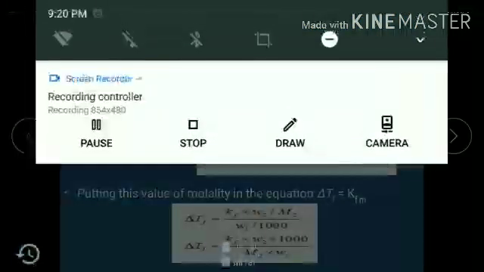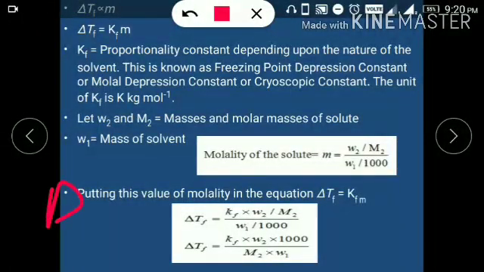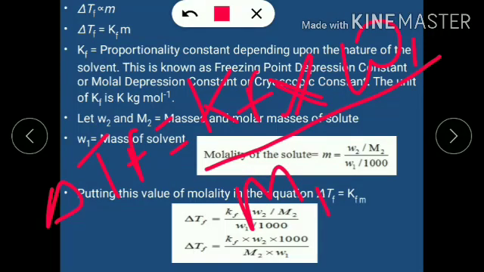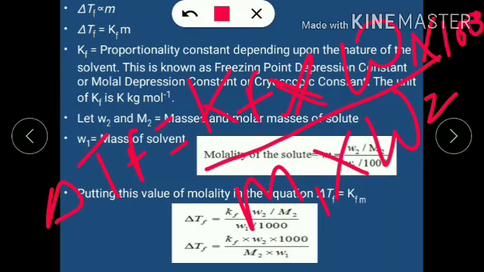Now put in the simple formula. We can say delta Tf is equal to Kf, the freezing point constant, times molality. What is the formula of molality? Mass of solute upon molecular mass of solute, then mass of the solvent in kg or in gram. If we take the mass of solvent in gram, then divide by 1000 and multiply by 1000. This is the formula of the depression in freezing point.